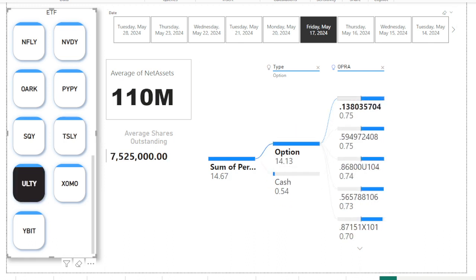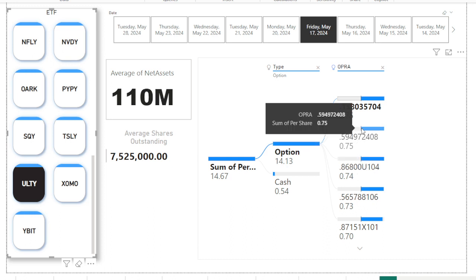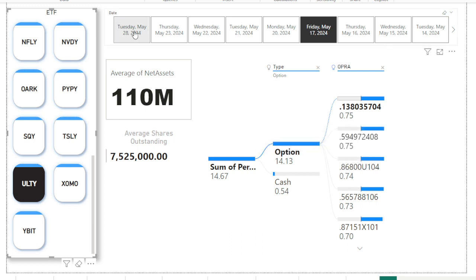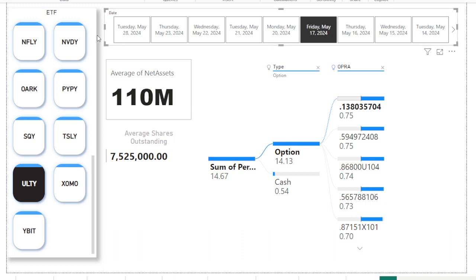Let's take a look at ULTY. So 110 million. And then it's $14.67 per share, and then the option position, you can see why this one is a little funky. You kind of see all the different guys comprised within it. So basically this is a big batch of covered calls. $14.13 worth of covered calls, and then it went down a little bit to $11.70 worth of covered calls. So hopefully this one will slowly recover.